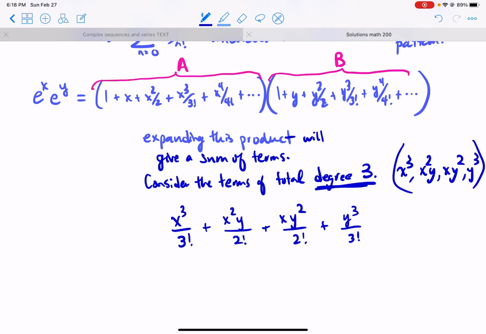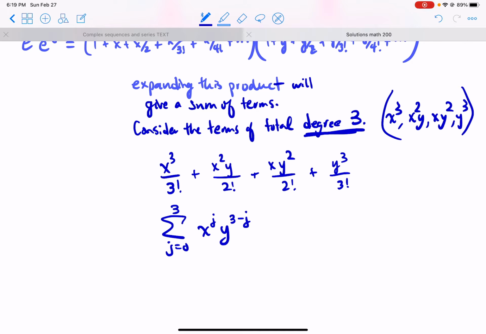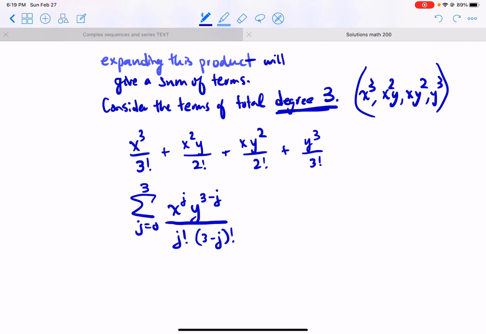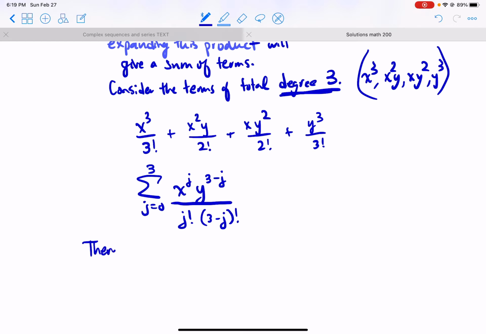Okay, and now look at this. This is a sum from j equals 0 to 3 of x to the j, y to the 3 minus j. And now there's some sort of things down here. Well, what are they? They are j factorial and 3 minus j factorial. Do you see that that is correct? Therefore, pause the video and make sure you see that this is correct.